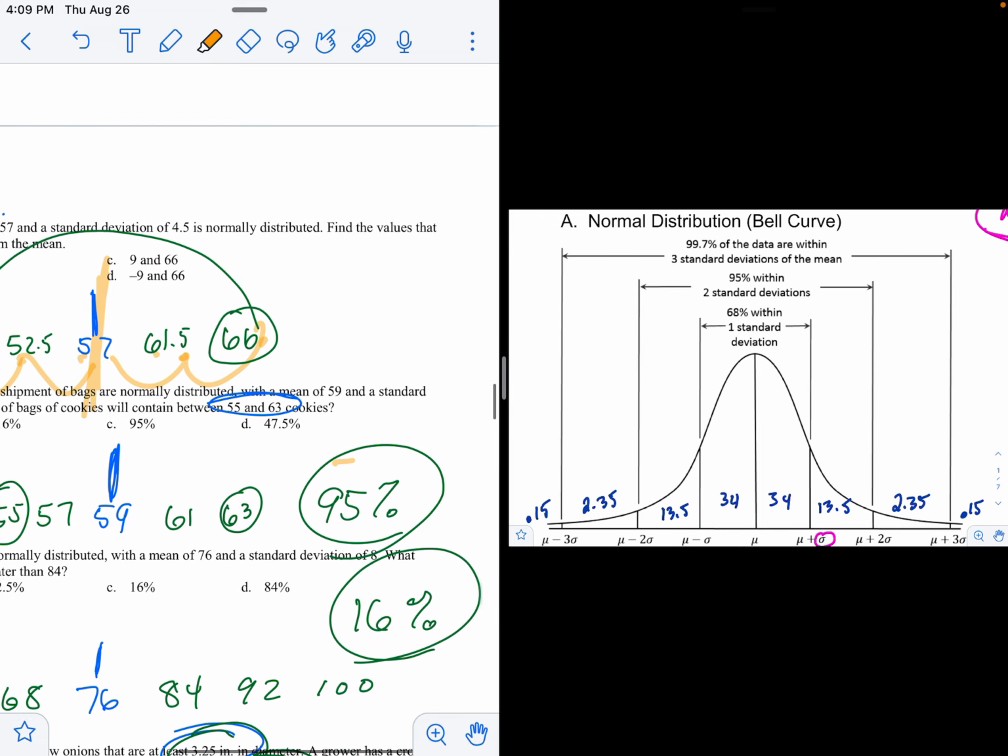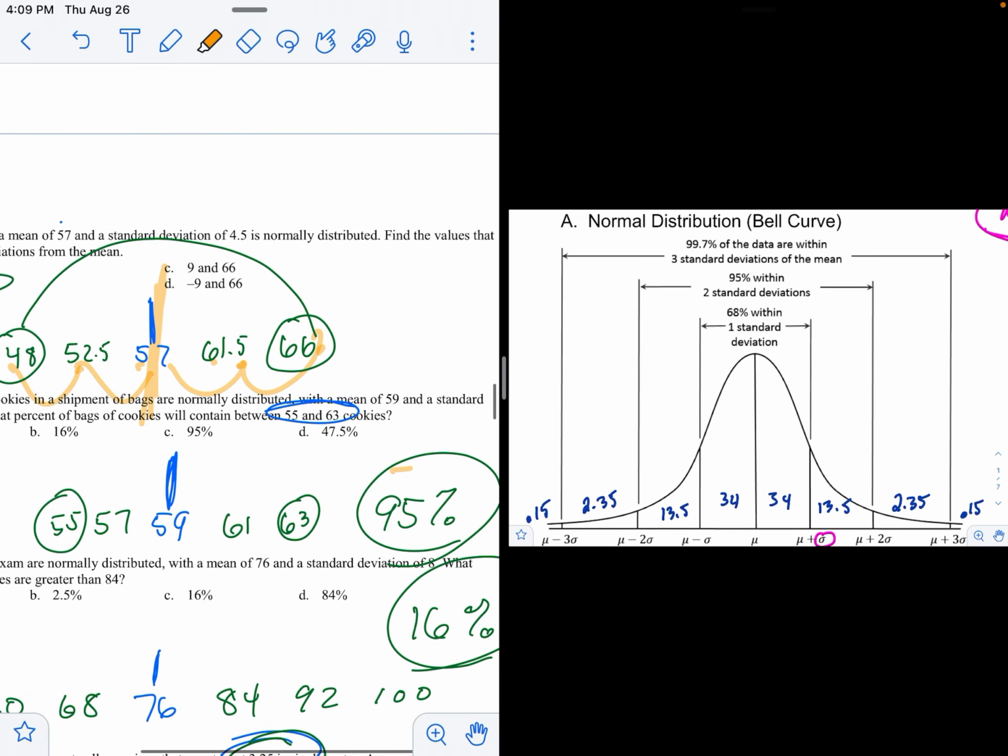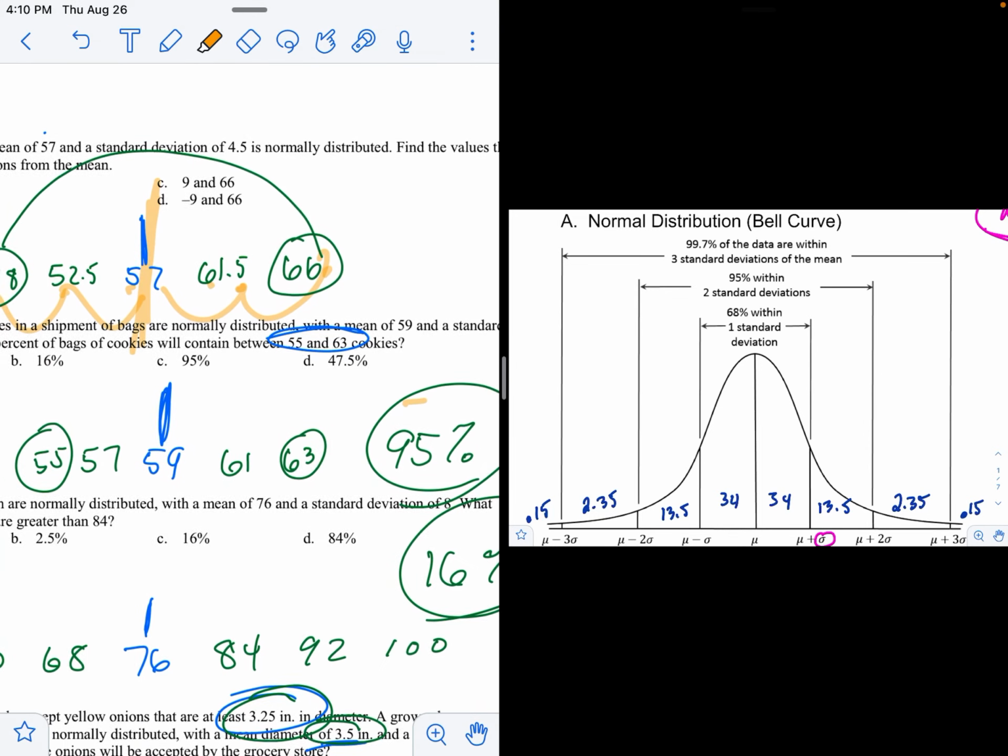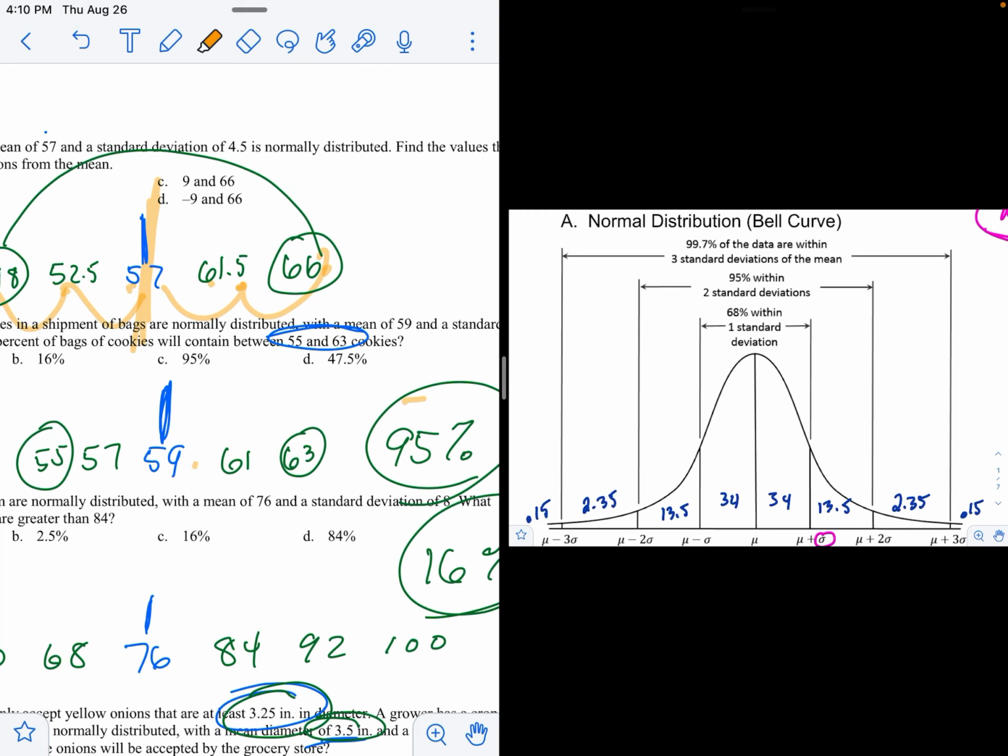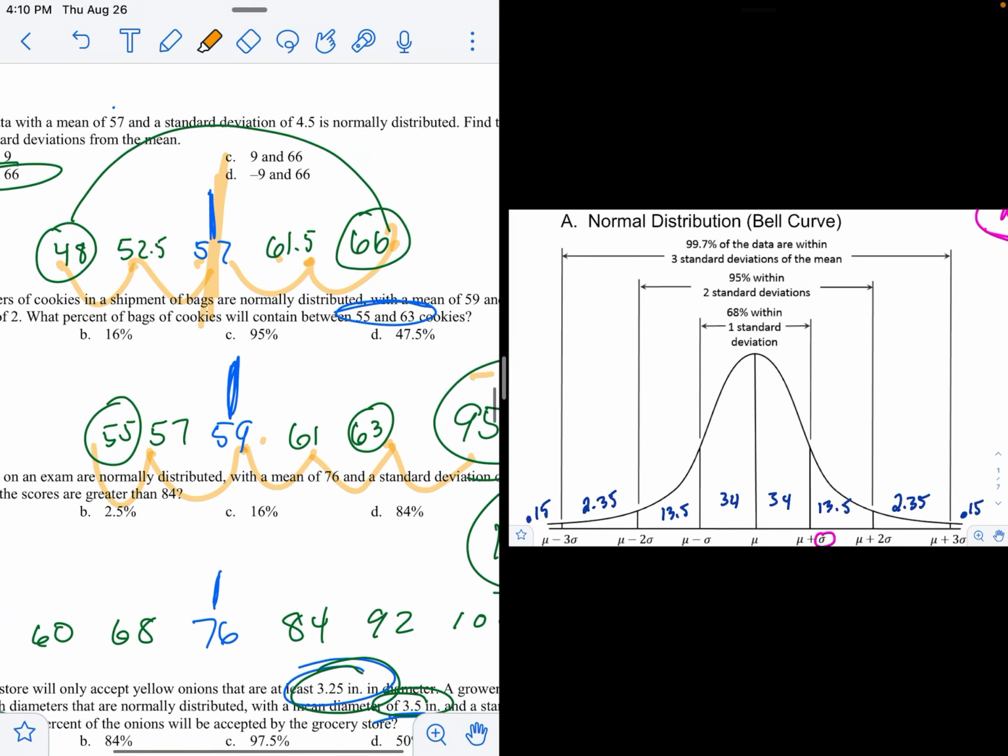We want to go from 55 to 63. The mean is 59 with a standard deviation of 2. So 59, add 2, 61, add 2, 63. Subtract 2, 57, subtract 2, 55. So we want to go from 55 to 63 cookies.